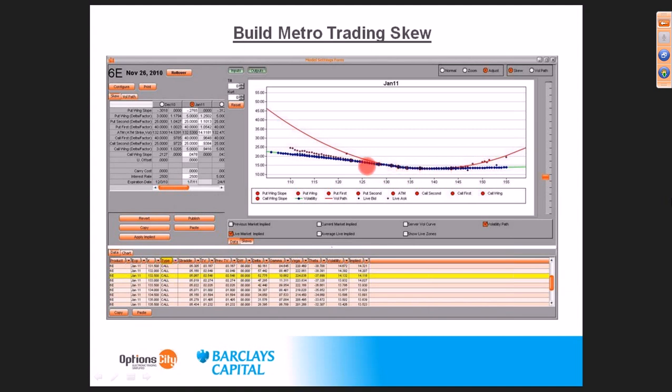As you can see here, there's a slight upward slope on the downside skew. It's a confusing statement, but it's that situation where you have more volatility in the out-of-the-money puts relative to the out-of-the-money calls. Okay.